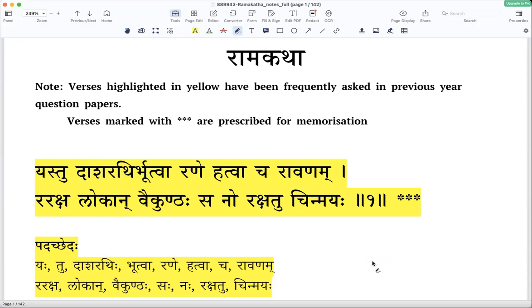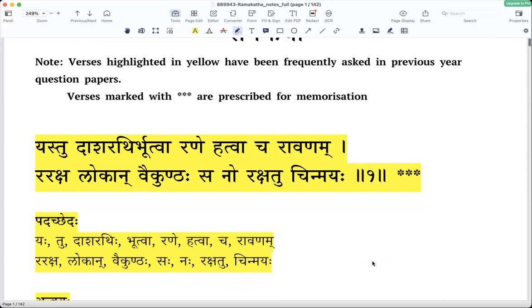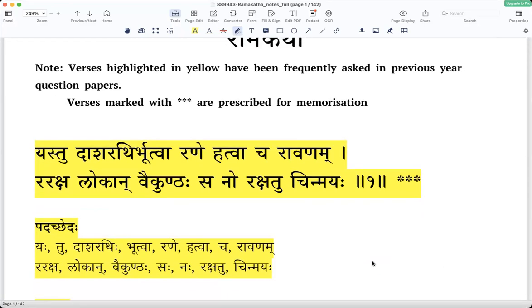Yeah. So prachedaha yaha tu dasharathihi bhutva. You're showing me the answer. Thank you. Yeah, it's already there. What to do? I usually use the book, you know. I don't like this. But there are no mistakes in this. That's why I am forced to use this. That's why I have hidden the anvaya part here.